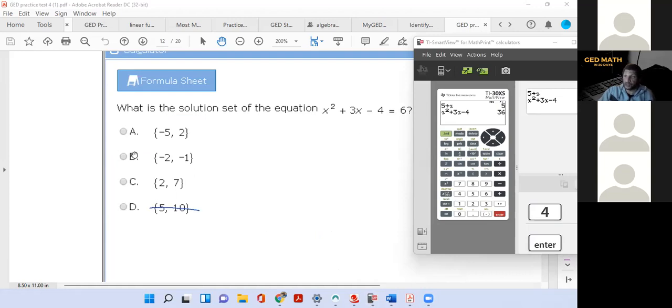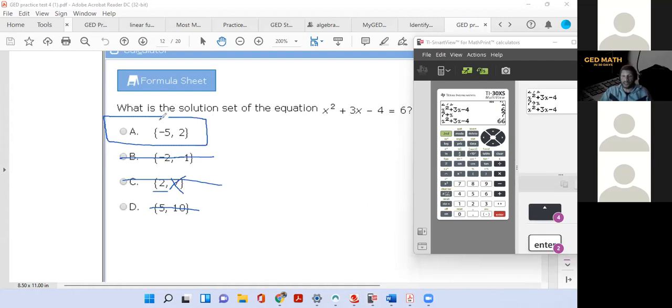Okay, now I'm gonna try C. So I'm gonna 2 store X, go back into my formula. X is 2. If I press enter, I should see 6. Yes, I do. Since I see 6, I know 2 is a solution. So it can't be B. So it's either 2 and 7 or 2 and minus 5. So I'm gonna try my 7 store X, go back up into my quadratic equation. I'm gonna press enter. If I press enter, I should see 6. I do not see 6. That means 7 is not a solution. So I know it's not C. The only answer left is A.